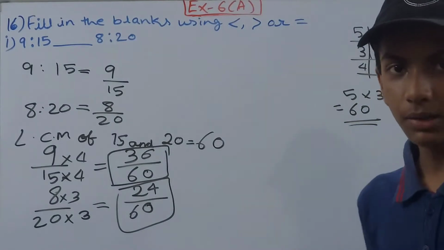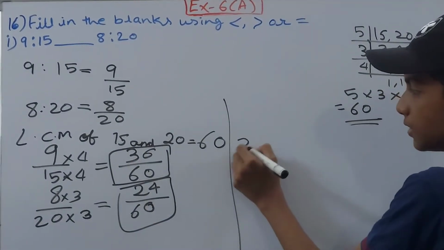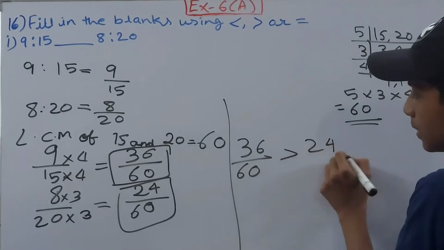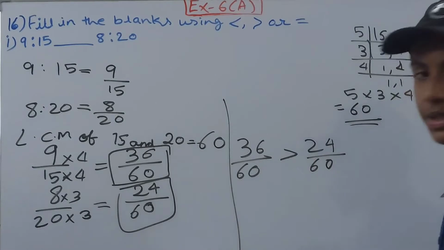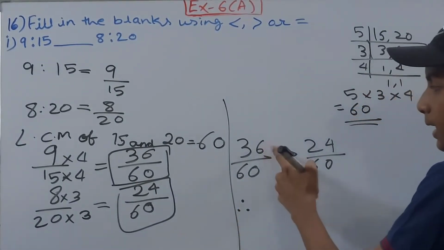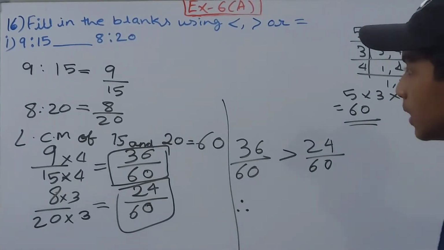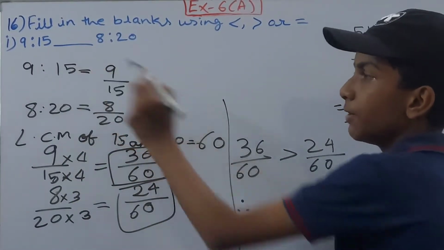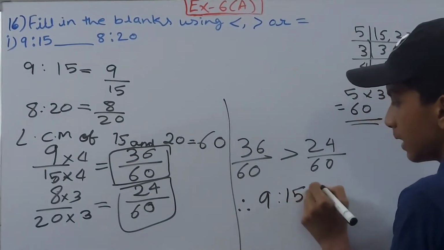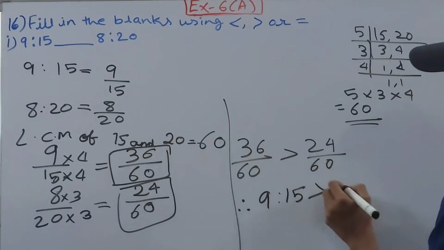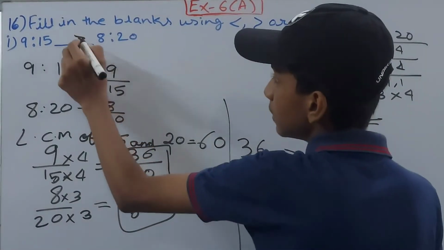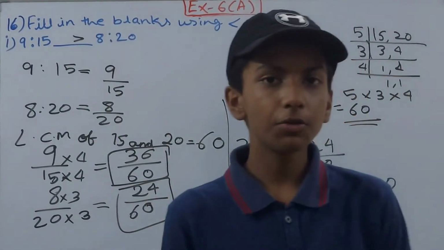Now we will compare them. Which one is greater? 36 upon 60 is greater than 24 upon 60. And therefore, you can write it here in the 3 dots. 36 upon 60 came from which ratio? From 9/15, from 9:15. Therefore, 9:15 is greater than the other ratio, that is 8:20. So put the greater than sign here. This sign we've put. Now let's move on to the next part.